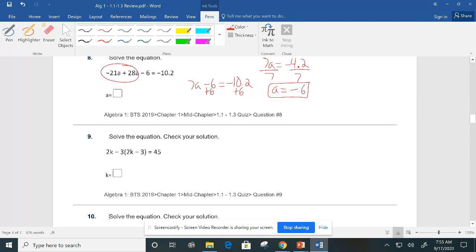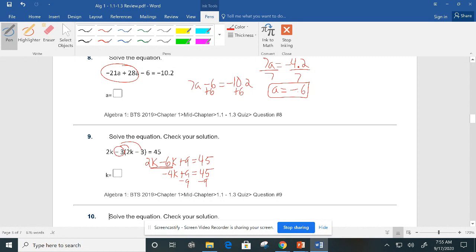Number 9, we've got some distribution to deal with. So I have to distribute this, and keep in mind you're distributing this entire negative 3. Some people only distribute the 3. We've got to distribute that whole negative 3 to both parts. So now we've got 2k minus 6k plus 9 is equal to 45. Same side here, let's combine them. Negative 4k plus 9 is equal to 45, and now let's solve.